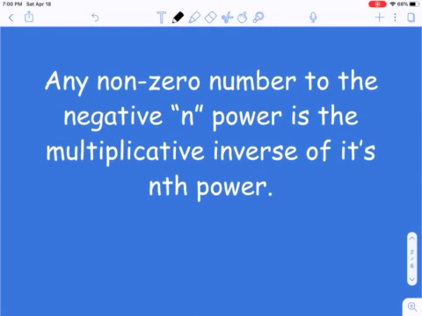Okay, so what we know and what we're told is any non-zero number to the negative n power, and n is just whatever number they decide to make that exponent, is the multiplicative inverse of its nth power. Now that is a mouthful, and this whole multiplicative inverse thing, I want to dig into what that is, so that we have some sense of what we're talking about.